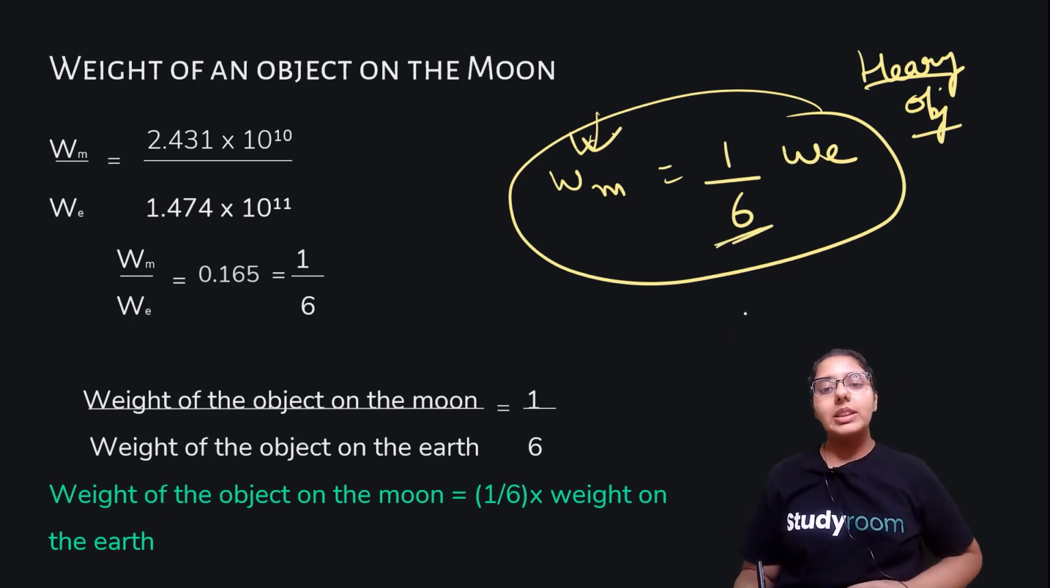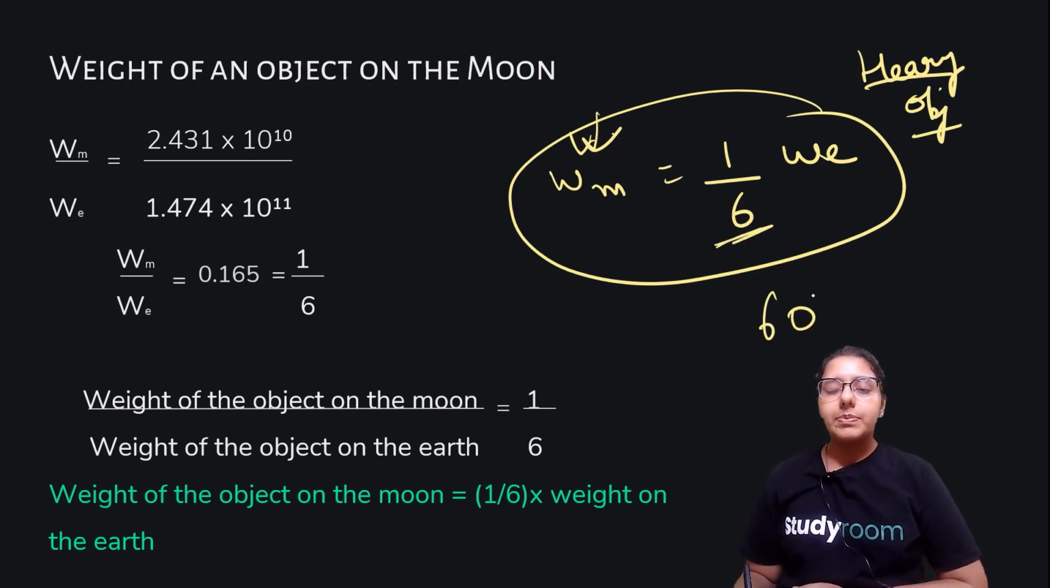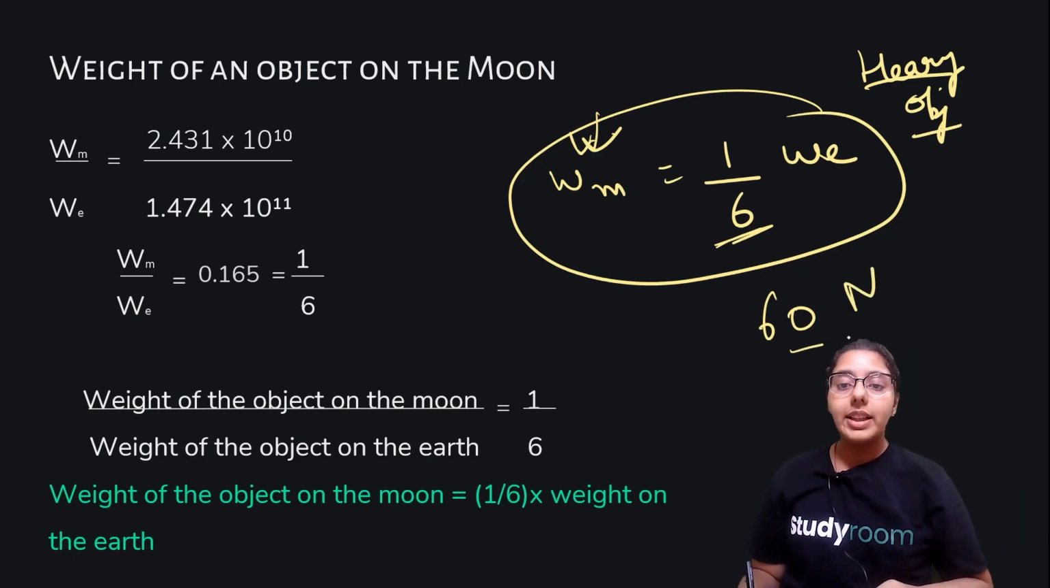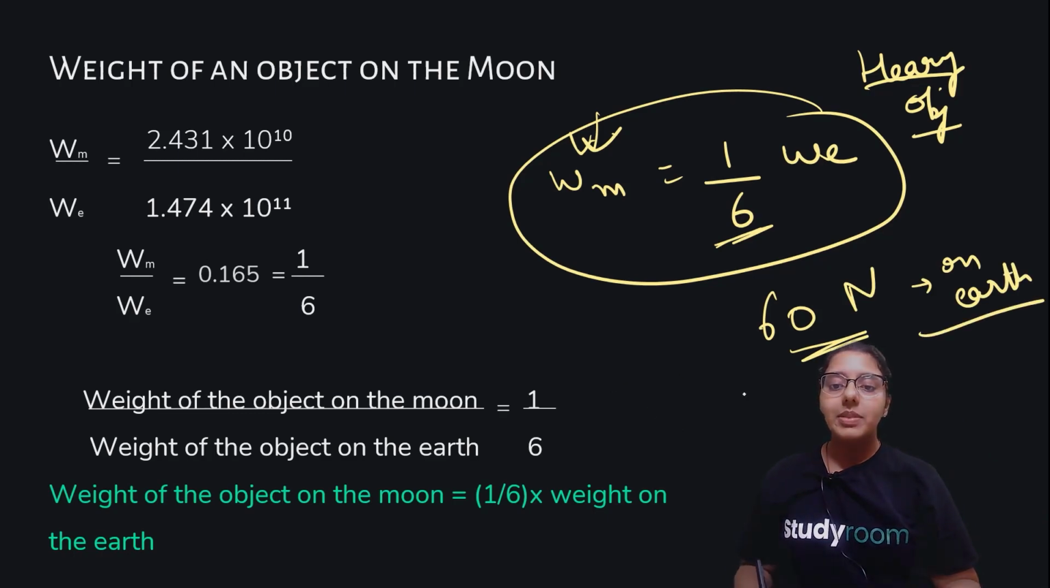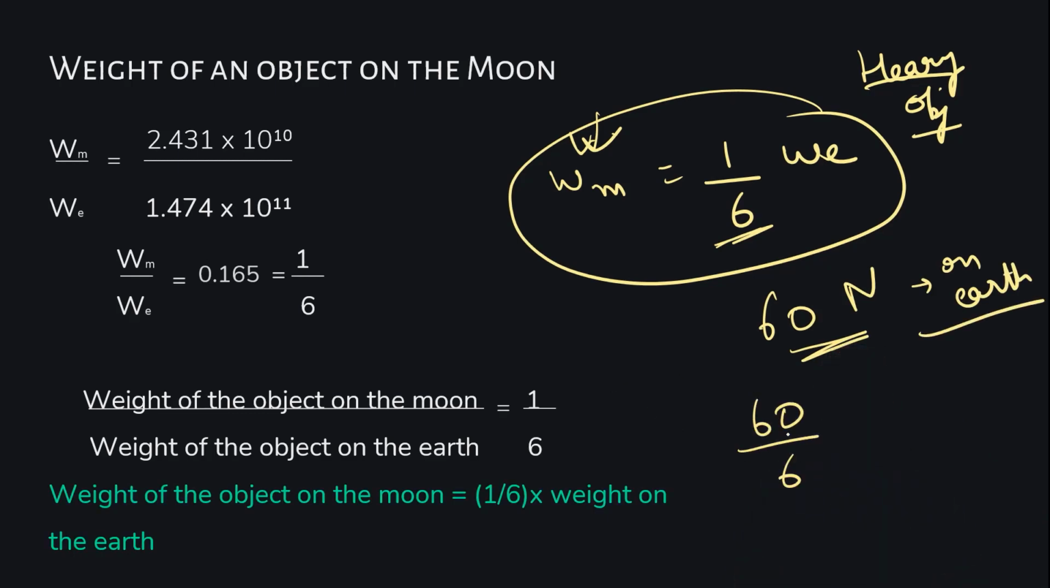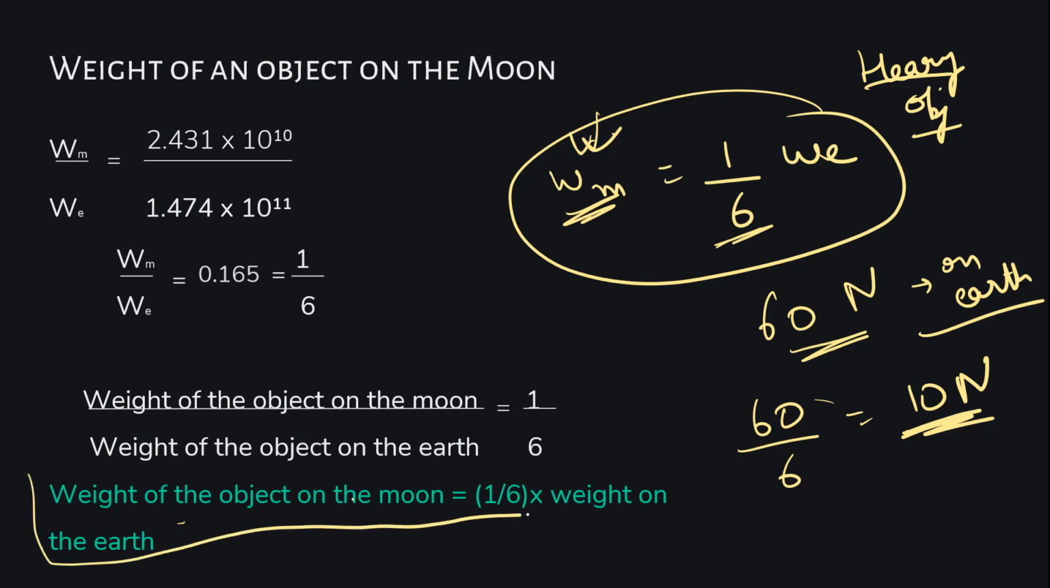For example, suppose a person's weight is 60 newtons on earth. So what will be his weight on moon? Simply we will divide 60 by 6, because we know that on moon our weight reduces by 6 times, correct? So the weight will just be 10 newtons. You lose 6 times the weight on moon. So the weight of the object on moon is 1 by 6 the weight on earth. It is very, very important.